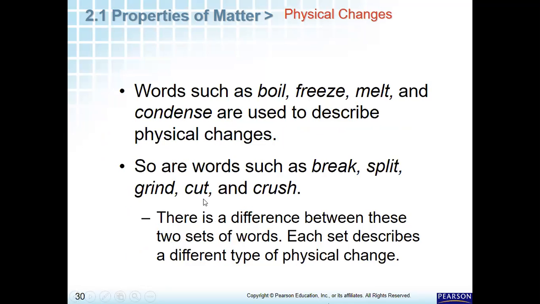But on the other side, if you break something, split something, grind a car, for example, cutting hair, breaking or crushing an egg, that's a physical change that is irreversible, it cannot get back to its state.